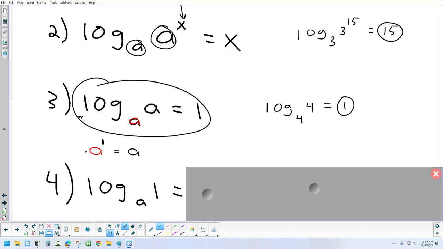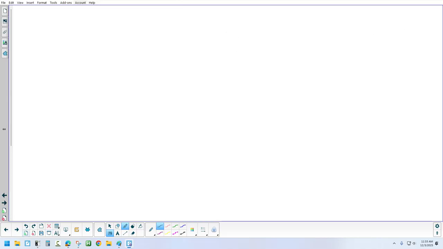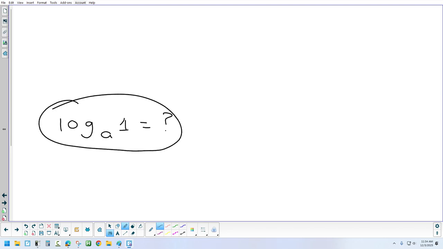Let's see if we can figure out this. Log base A of 1. For now, let's just put that it equals something. We don't know. Let's see, what's the base? If we change this to exponential, what's your base there? A. What's your exponent? The question mark. And what ends up by itself on the other side? 1.